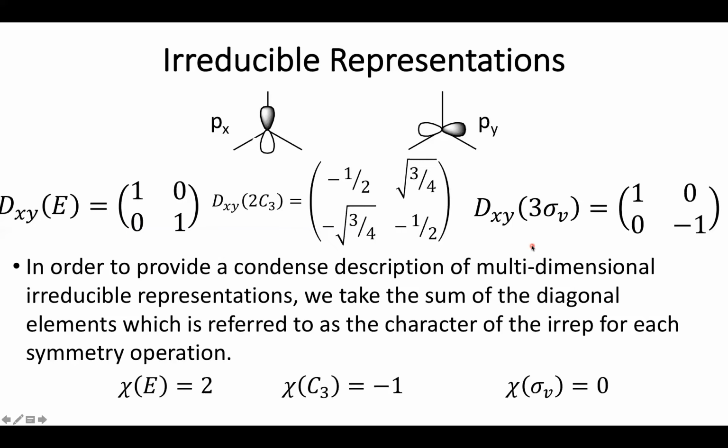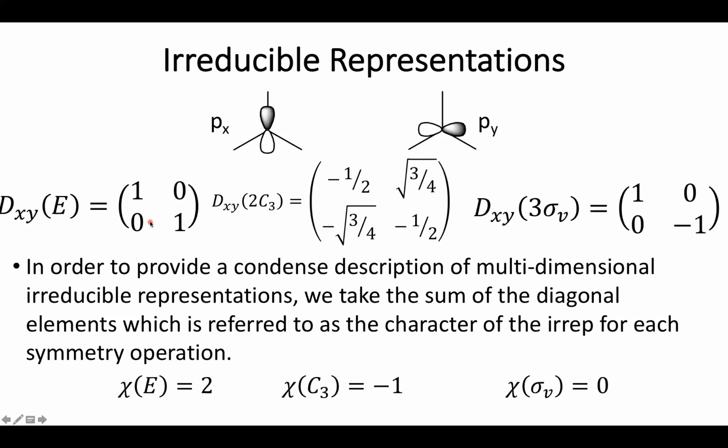And logically, if I try and apply this to my one-dimensional irreducible representations, it will give me the same answer as just taking the value that was present, because when I only have a single value in a matrix, my character is going to be that value.